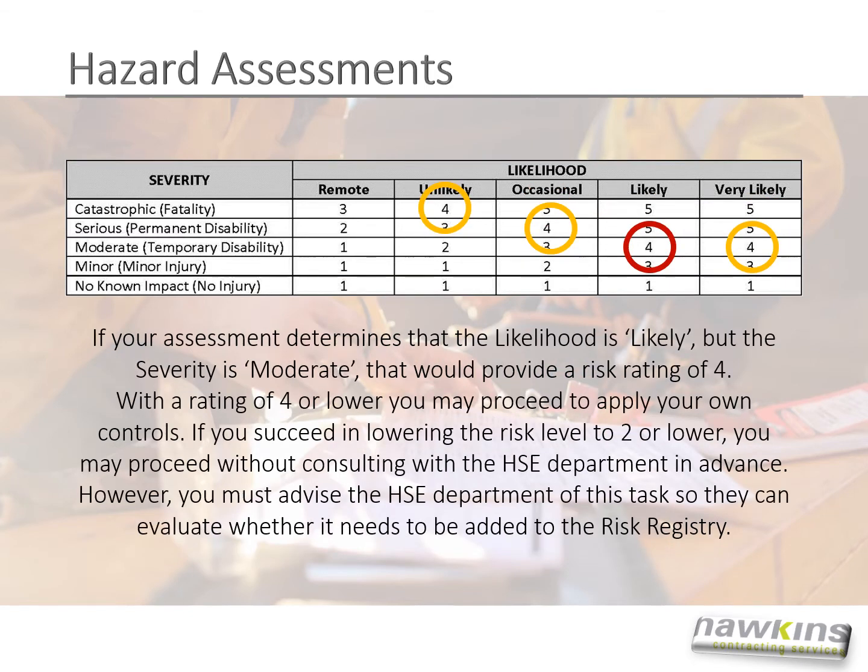If your assessment determines that the likelihood is likely, but the severity is moderate, that would provide a risk rating of 4. With a rating of 4 or lower, you may proceed to apply your own controls. If you succeed in lowering the risk level to 2 or lower, you may proceed without consulting the Health and Safety Department in advance. However, you must advise the Health and Safety Department of this task so they can evaluate whether it needs to be added to the risk registry.